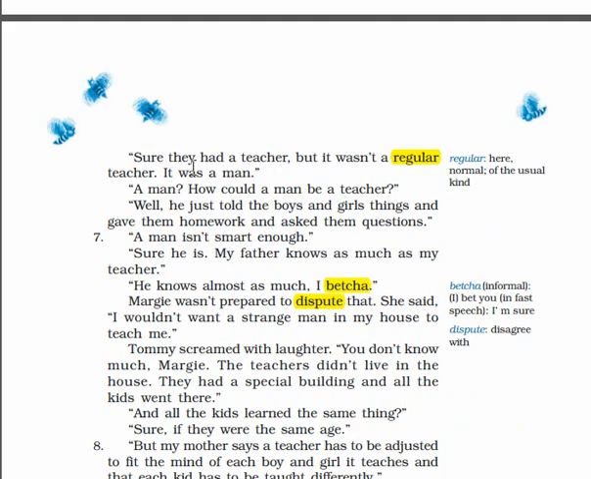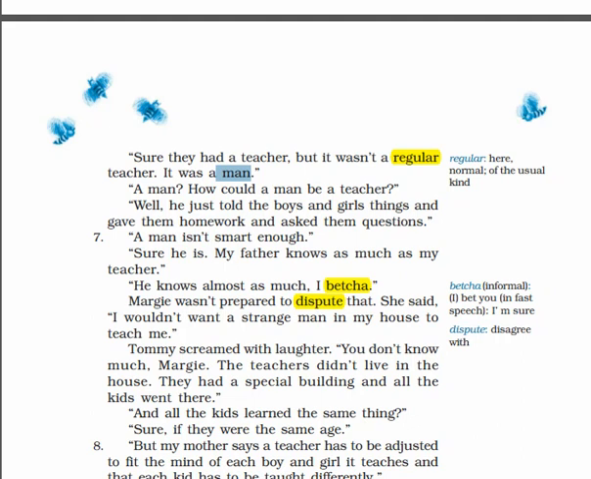"Sure, they had a teacher, but it wasn't a regular teacher. It was a man." That means human. "A man? How could a man be a teacher?" "Well, he just told the boys and girls things and gave them homework and asked them questions."